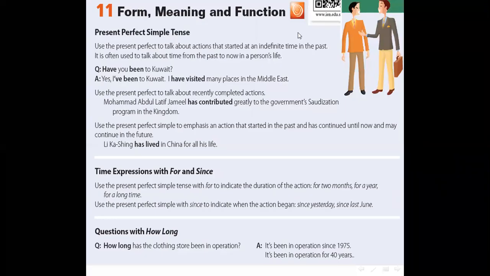Hello everybody. Today is the last lesson for Unit 2, Rags to Riches. Lesson 11, Form, Meaning and Function, page 30 and 31. Today we will use present perfect simple tense. We also use past simple versus present perfect and ask and tell about personal experiences. Have you ever? Okay, let's start with present perfect simple tense.